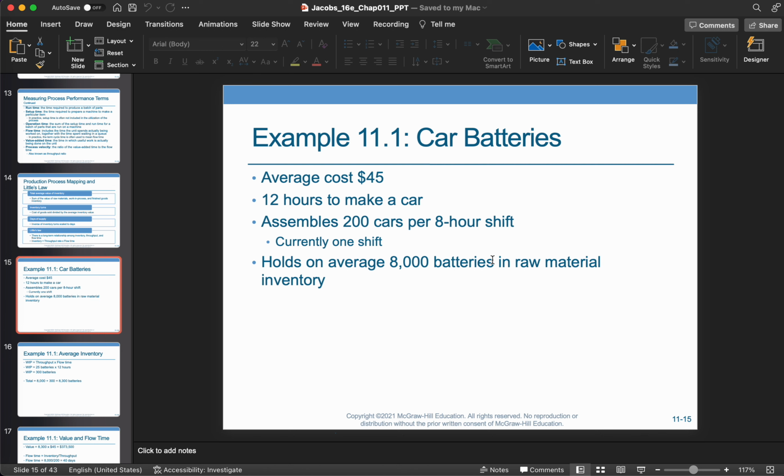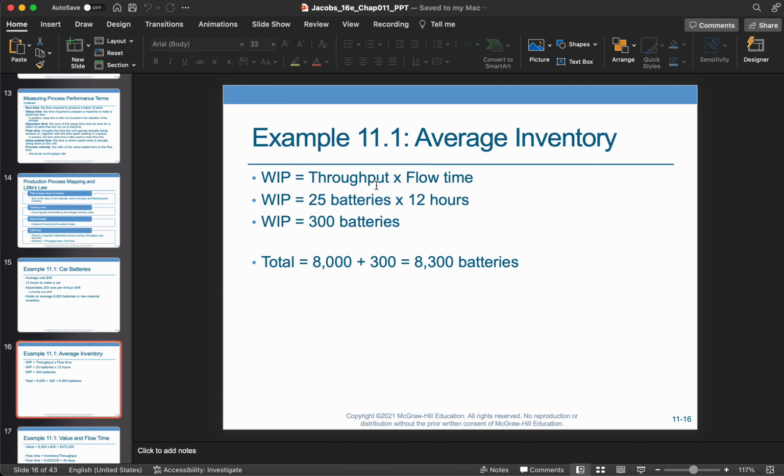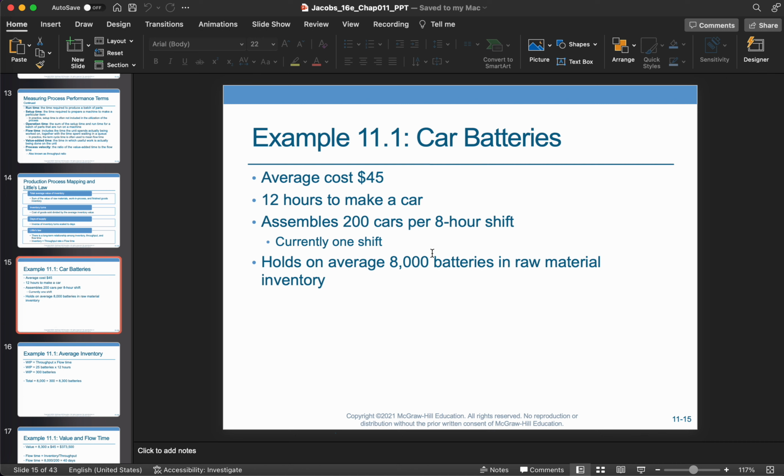Batteries that you might not have completely installed in cars, or are installed in cars that have not been manufactured fully. So, how much inventory is that? On average, when we calculate work in process inventory, we can use Little's law, which is throughput times the flow time. Based on the data that we have, we know that flow time is 12 hours. It takes 12 hours to make a car. That's how long you take to make a single one of these items, from raw material to finished goods. So that's the flow time.